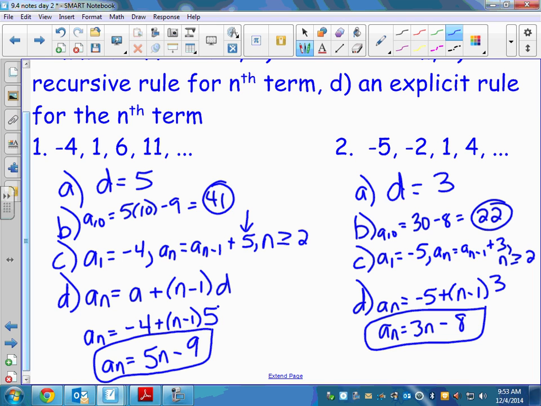And then the other type of sequence, which is a geometric sequence, we can also look at the formula for the nth term, for the explicit and the recursive formulas. But we're multiplying instead of adding, so it is a different formula.